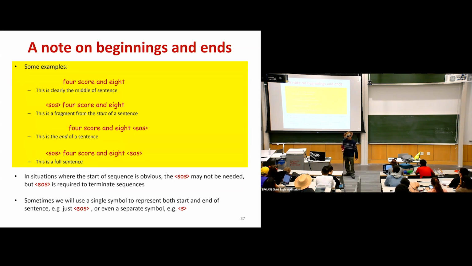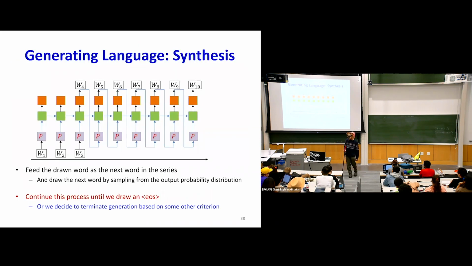On the other hand, SOS, "four score and eight" means that these are the first four words in the sentence, because it began with the start of sequence marker. Similarly, "four score and eight" EOS means that these are the last four words in the sentence, because after that you had the end of sequence marker. If I have SOS, "four score and eight" EOS, then it's a complete sentence, because the sentence began, you produced four words, and then the sentence ended. You don't actually need two separate symbols for start and end of sentence. You can just have one, but implicitly there are two. You have to indicate the beginnings and ends of sentences.